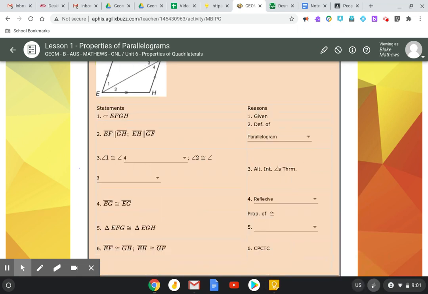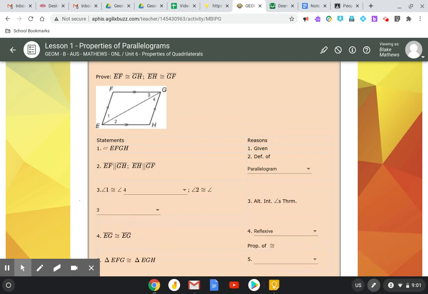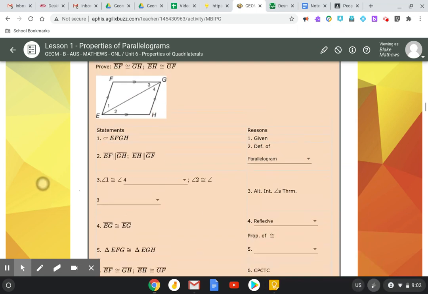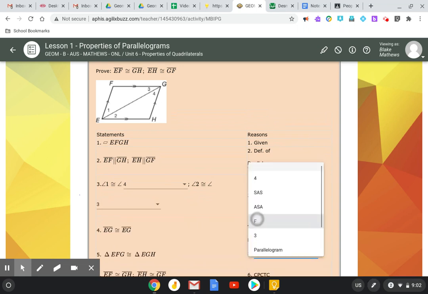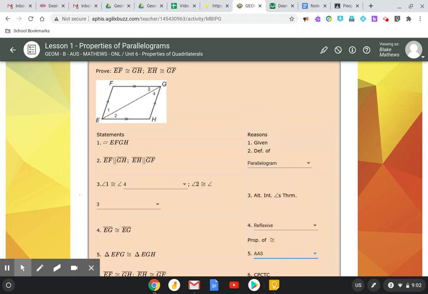Then it says, okay, now we're proving that the triangle EFG and the triangle EGH are congruent to each other. So now it's just a matter of, and again, this is coming from previous geometry knowledge, that is either going to be SAS, ASA, or AAS, one of those. So we can narrow this down because we see throughout our process a few things.